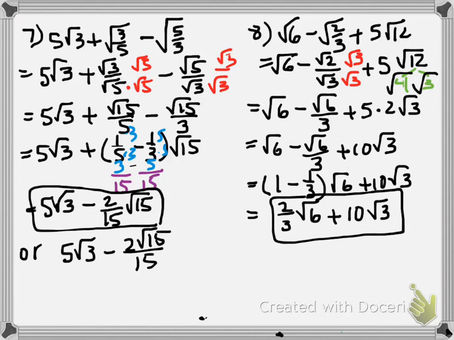Now I do have one alternative to how I can write the answer. I can write it as 2 radical 6 over 3 plus 10 radical 3.